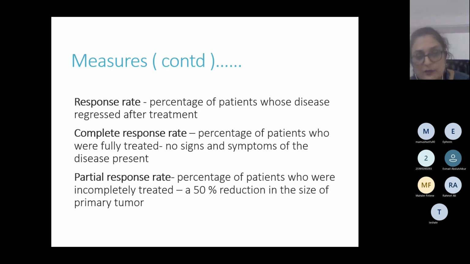So what is partial response rate? Partial response is a 50% reduction in the size of the primary tumor. Partial response rate is the percentage of patients who were incompletely treated or who showed a 50% reduction in the size of the primary tumor. Okay, so you might find this slightly difficult the first time, but after practicing you will understand it in a better way, right?